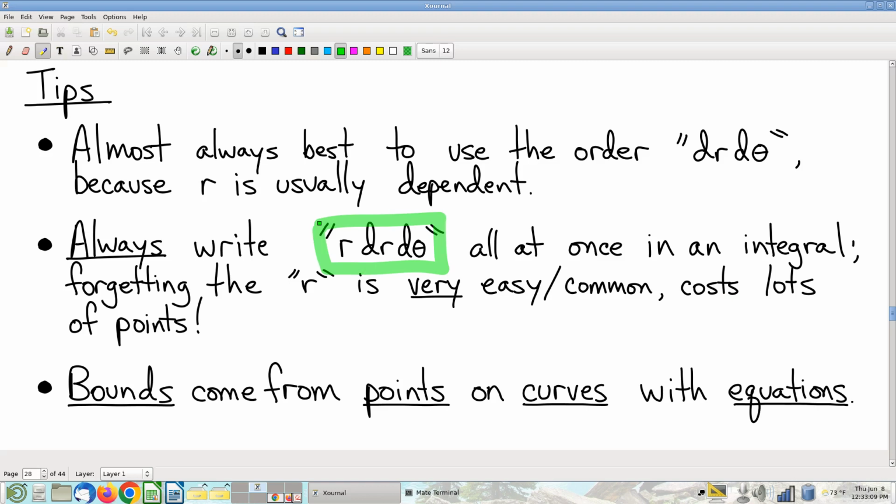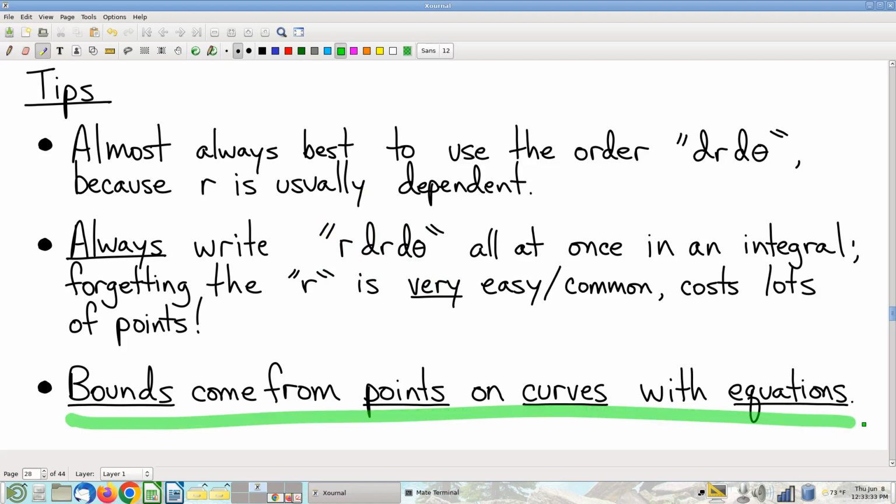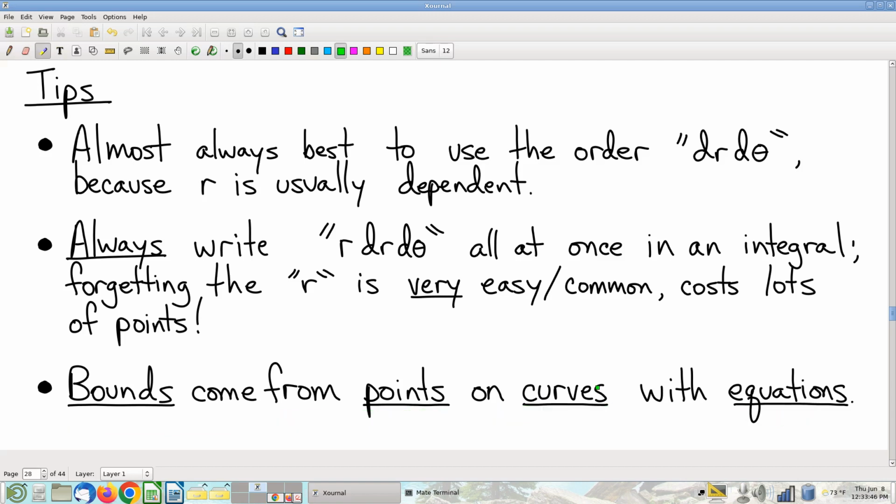If I can help myself. I have every intention of never writing down dr d theta by itself. Why would I? Anytime I write down dr d theta, there's going to be an r that has to be attached to it. Why wouldn't I just write it down at the same time? So I urge you to do the same. And then again, our process for finding the bounds in polar coordinates is just like with rectangular coordinates. You identify the key points, recognize them as being on certain curves that have certain equations, and then solve for what you need.